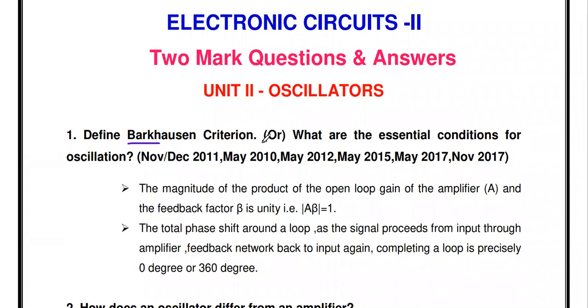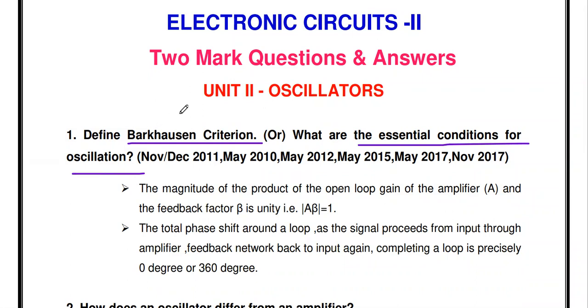So the first question you see: define Barkhausen criterion. This question is a very important question. It was asked in 2011, 10, 12, 15, 17, etc. So what is the Barkhausen criterion, or what are the essential conditions for oscillation? Both are the same thing.